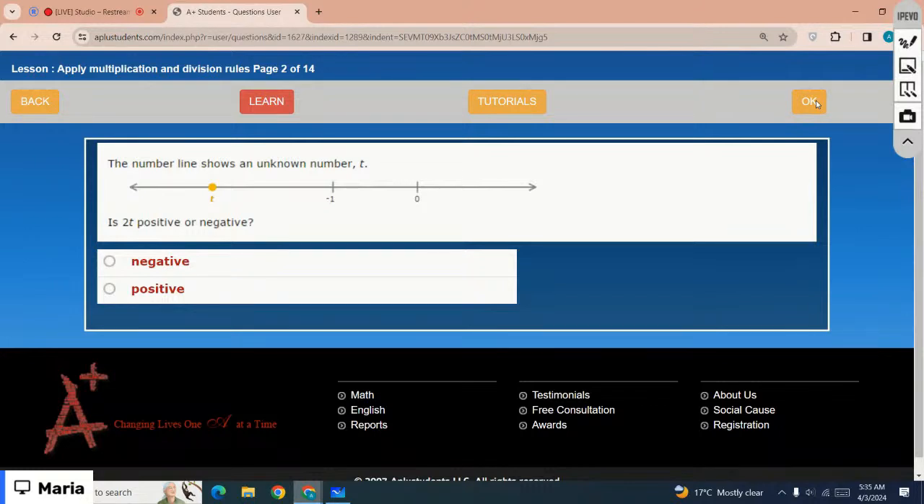The number line shows an unknown number t. Is 2t positive or negative? Which is the correct option? t is on the left hand side of the 0, right? That means t is a negative number, and 2 is a positive number. So the product of a positive and a negative number is always a negative number. So the correct option is negative.